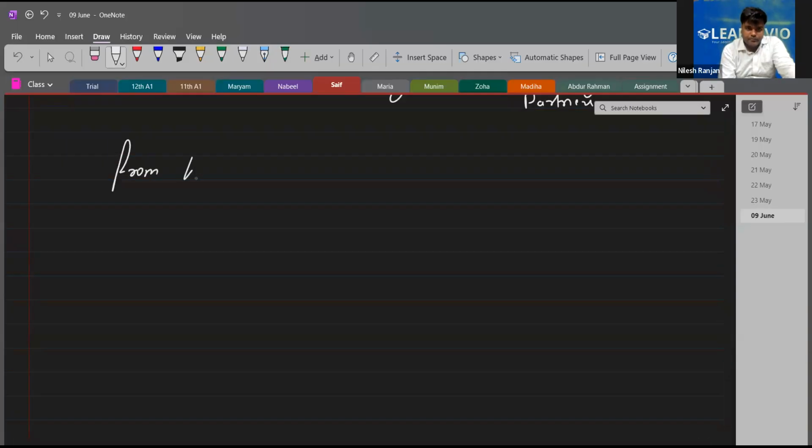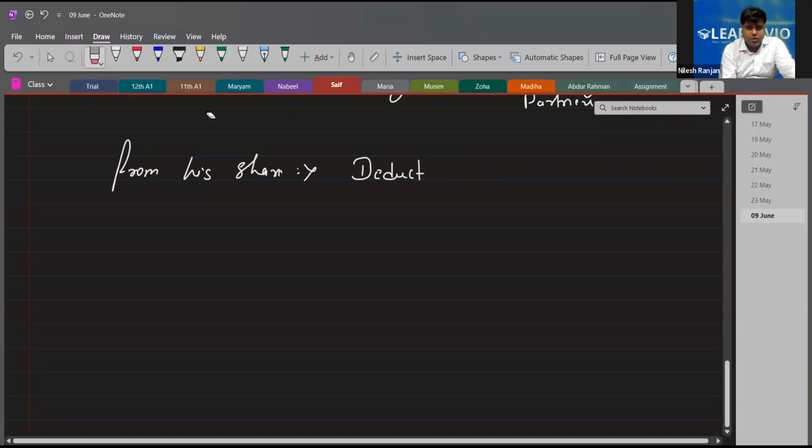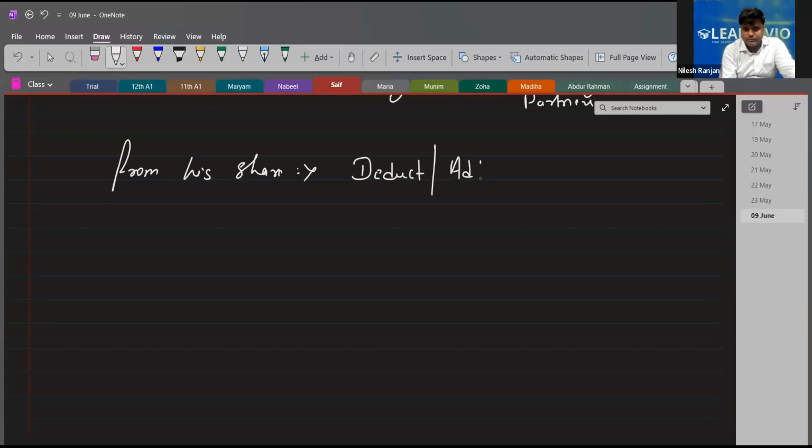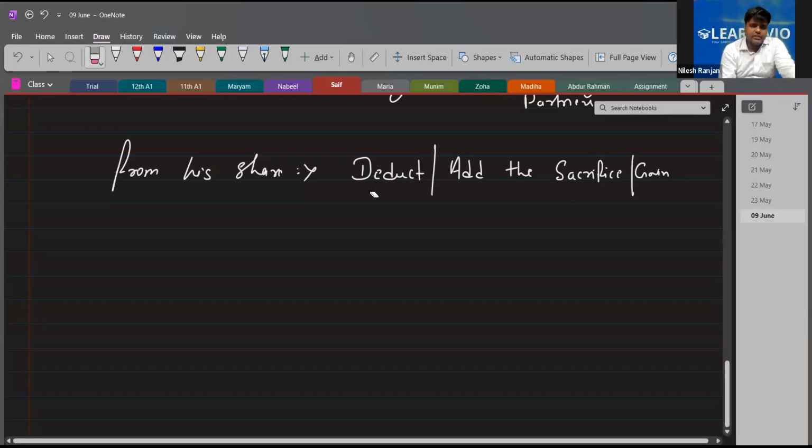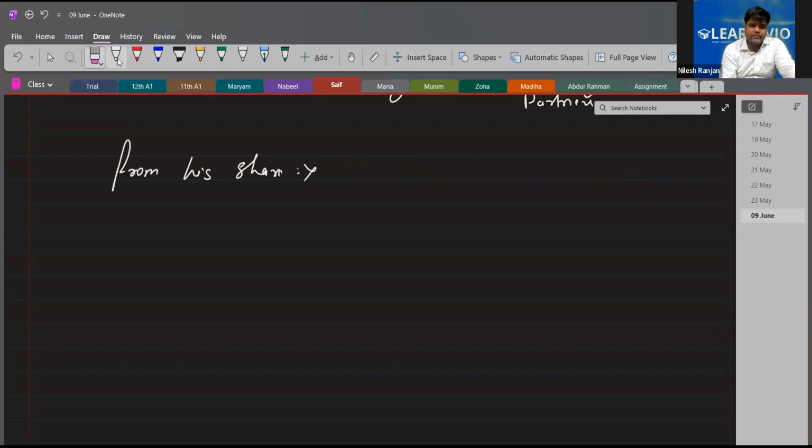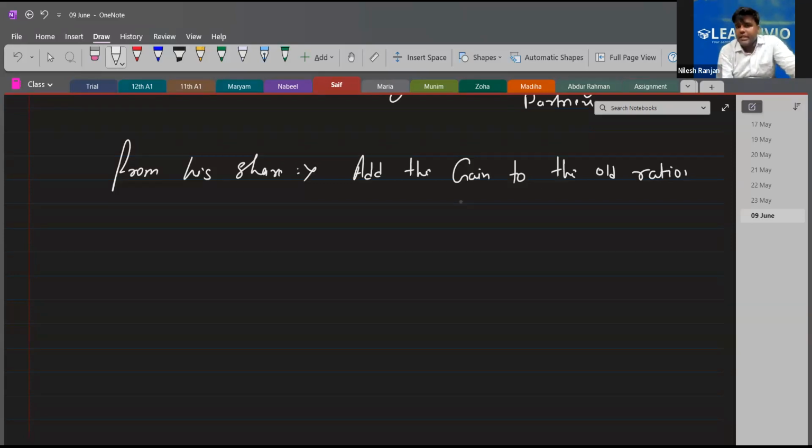From his share means we will directly deduct or add the sacrifice or gain given. Actually, sacrifice will always be deducted. Simply add the gain. Add the gain to the old ratio. If from his share is given, it will be directly added. Add the gain to the old ratio.